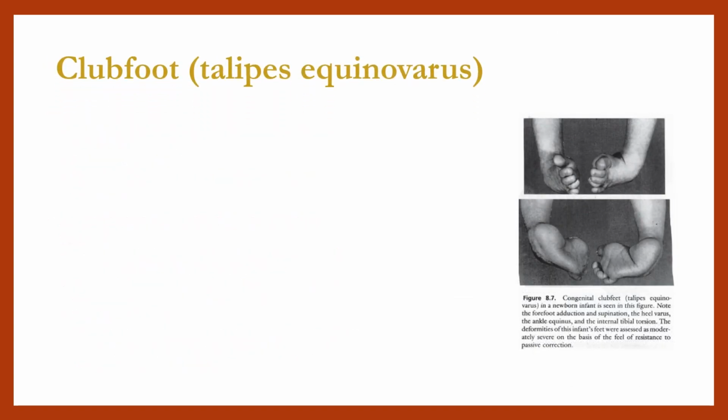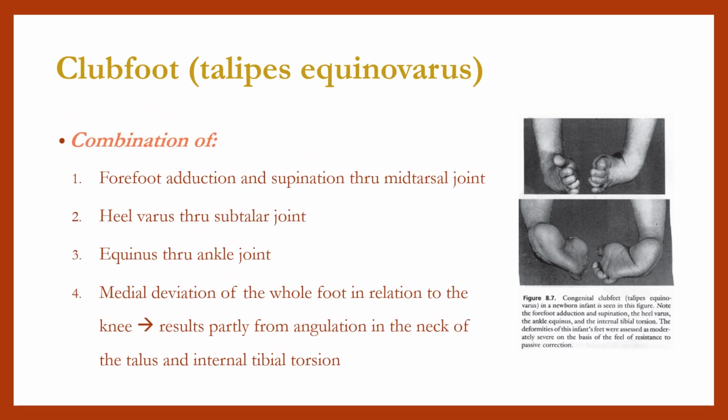Clubfoot. It is a combination of forefoot adduction and supination through the metatarsal joint, heel varus through the subtalar joint, equinus through the ankle joint, and medial deviation of the whole foot in relation to the knee. It results partly from angulation in the neck of the talus and internal tibial torsion.